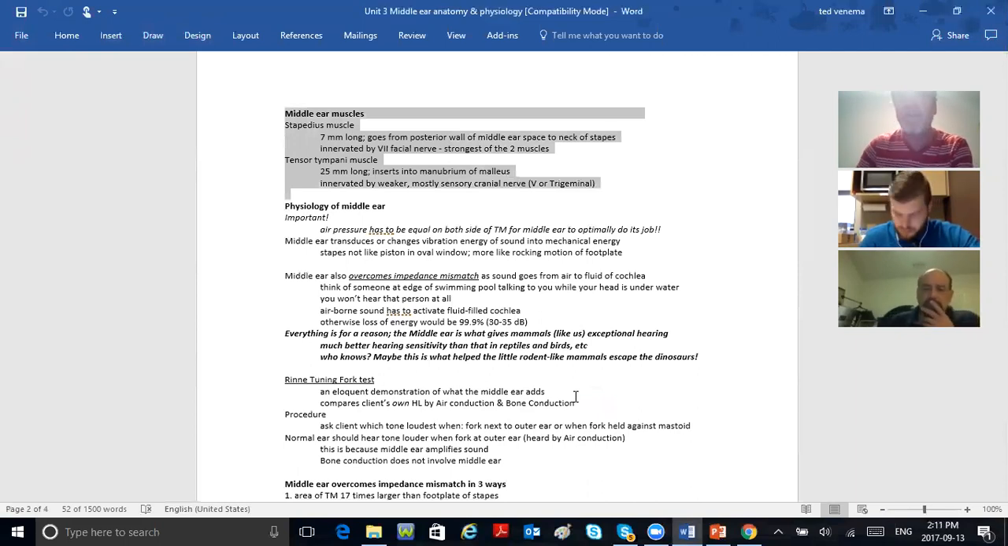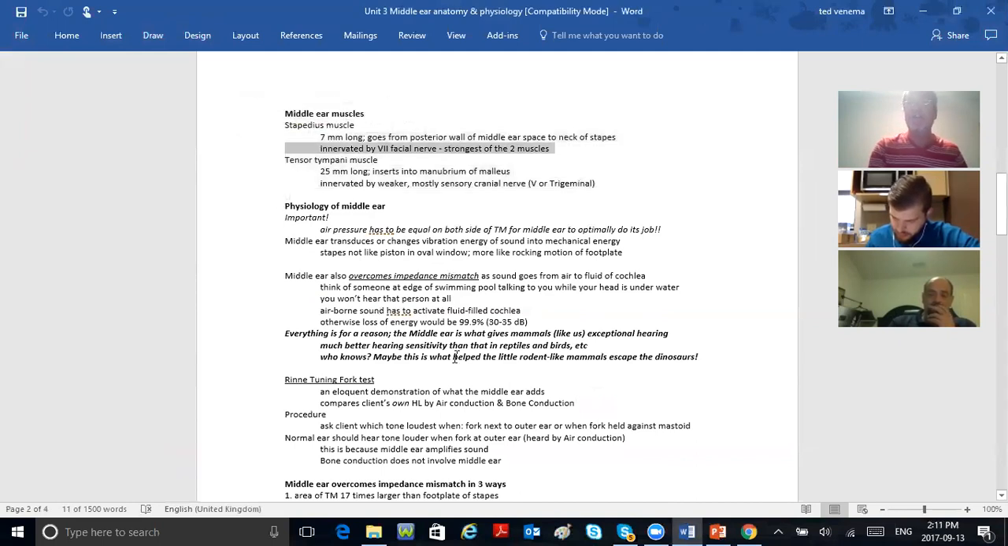It's the smaller of the two muscles, but it's the stronger of the two muscles. Strong, small but mighty. The tensor tympani muscle is much larger, but it's a sluggish, weak thing. The tensor tympani is attached to the manubrium of the malleus. But look at what we say here, innervated. Circle the word innervated. Innervated means, see, muscles don't just contract by themselves. They have to have a nerve telling them to contract. And the nerves communicate with your brain. So your brain sends a message down the nerves to the muscle to tell it to contract.